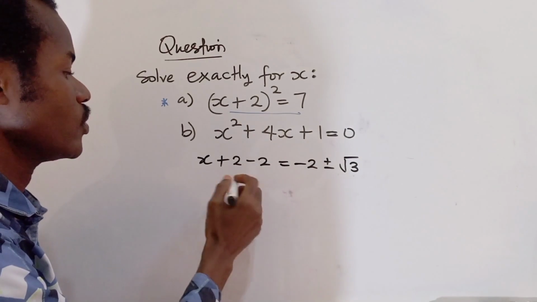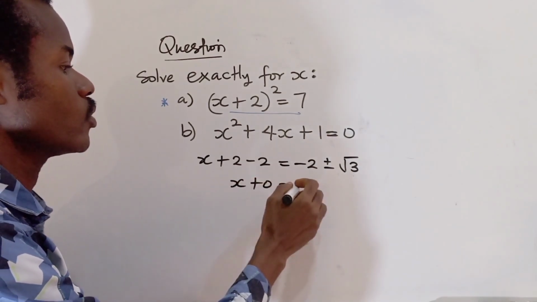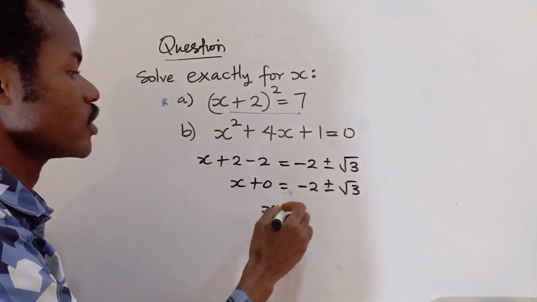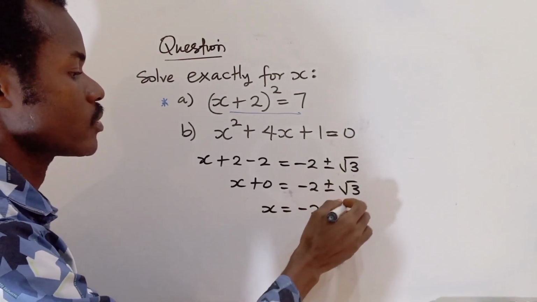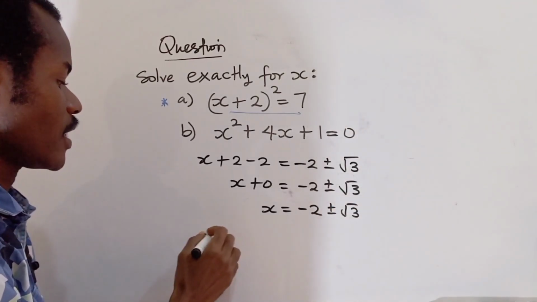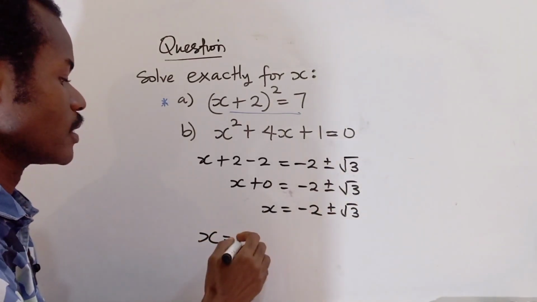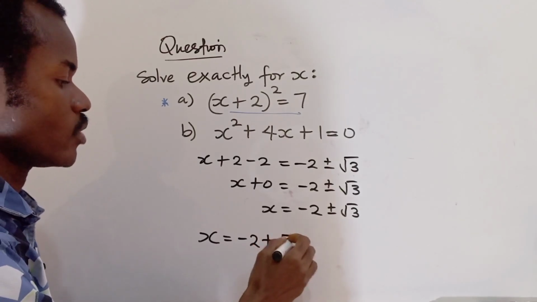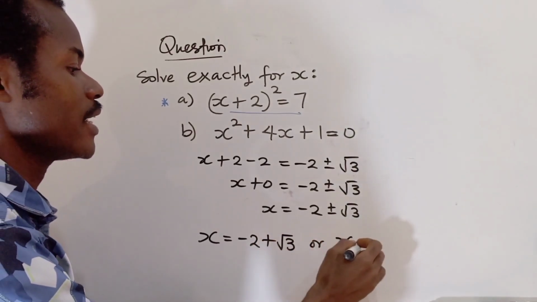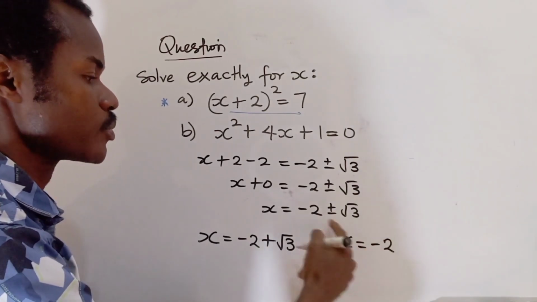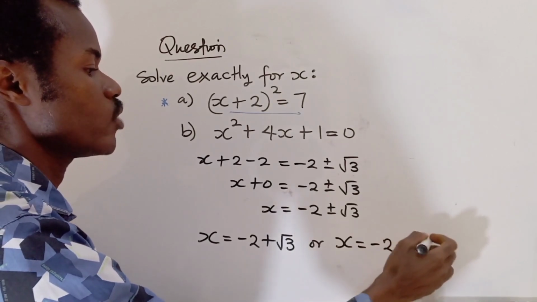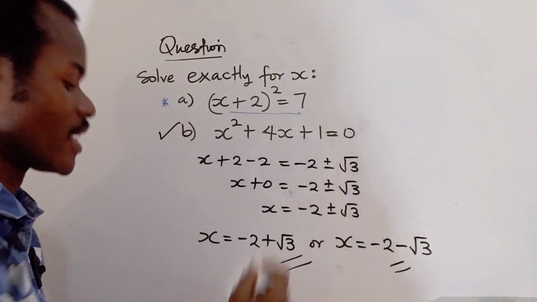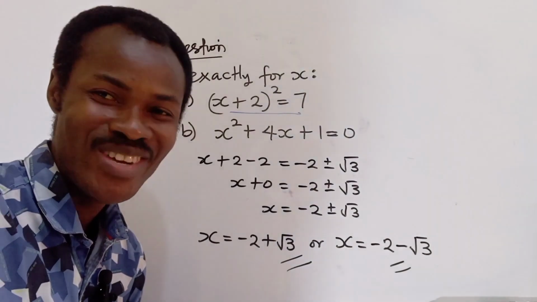So plus 2 minus 2 is 0, so we have x plus 0 is equals to minus 2 plus or minus square root of 3. So x plus 0 is x, which is equals to minus 2 plus or minus square root of 3. So the values of x are: let's start with the positive, x is equals to minus 2 plus square root of 3, and then we go with the negative, x is equals to minus 2 minus square root of 3. So these are your two solutions to this quadratic equation using the completing the square method.